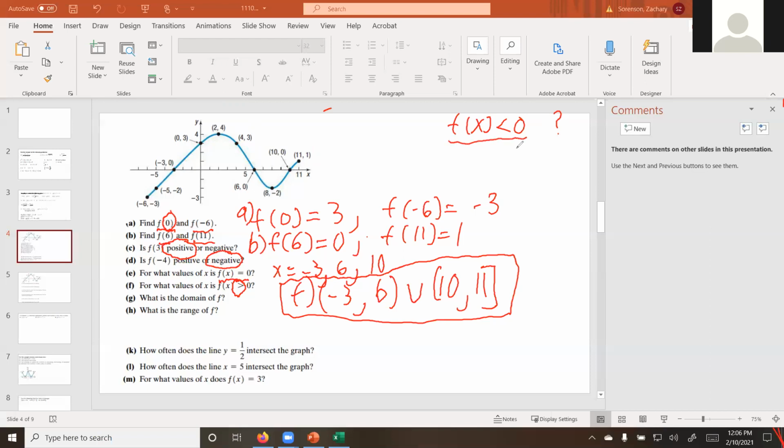So for below, wouldn't it be from -6 to -3 on the first part? We go all the way up to this value. Okay. Bracket on the -6 because we have a point on it. Parentheses on the -3. That's part of it. Then you do union, 6, 10 parentheses.